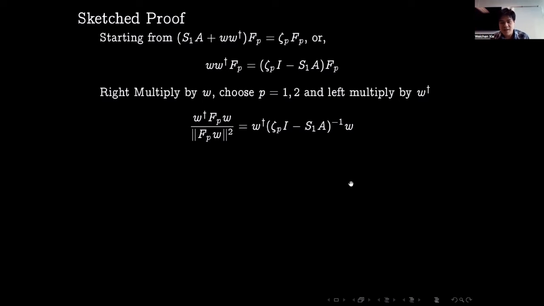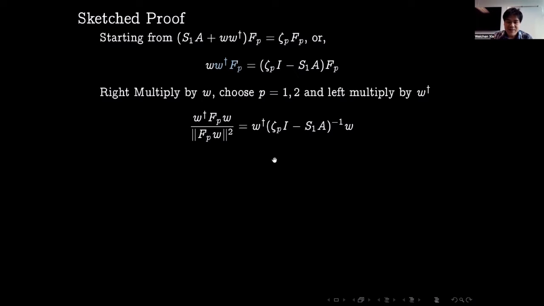So the proof can actually be separated into five parts. The first part is finding a useful equality, and we start from the definition of the eigenprojector. F P is the eigenprojector of H. So we have gamma A plus W W dagger operating on F P equals the eigenvalue multiplied by F P. We can isolate the W dagger on one side and combine the other terms on the other side. Then we multiply with W and choose P equals 1 and 2. Because of the strict interlacing, we know the matrix zeta P I minus gamma A is invertible. So we can multiply by the inverse matrix on both sides and then divide by the norm squared of F P W. So we get this expression here.